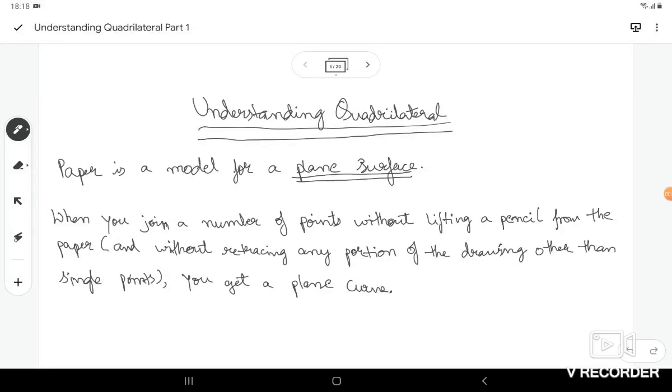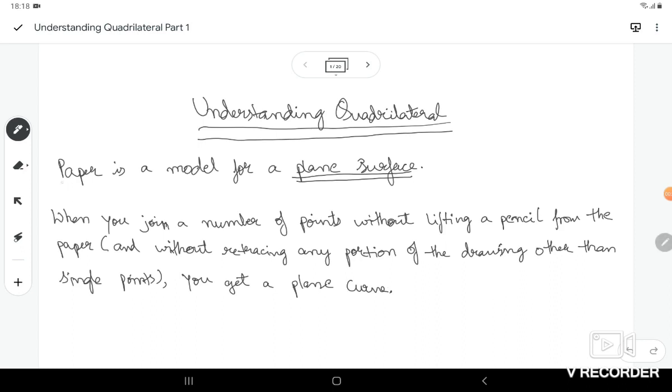In the previous video we covered chapter 2 of the class 8th NCERT Maths, and today we are going to begin with the third chapter, that is understanding quadrilaterals. So without wasting any time, let's jump into the video.